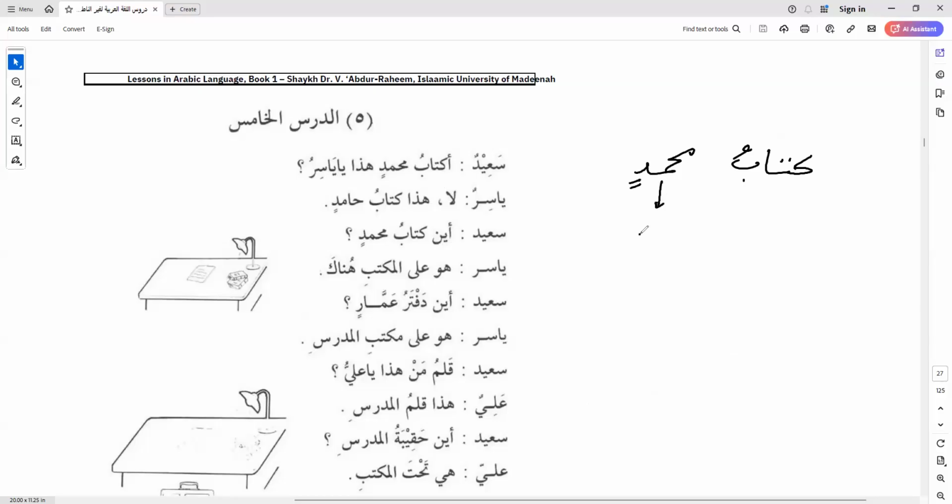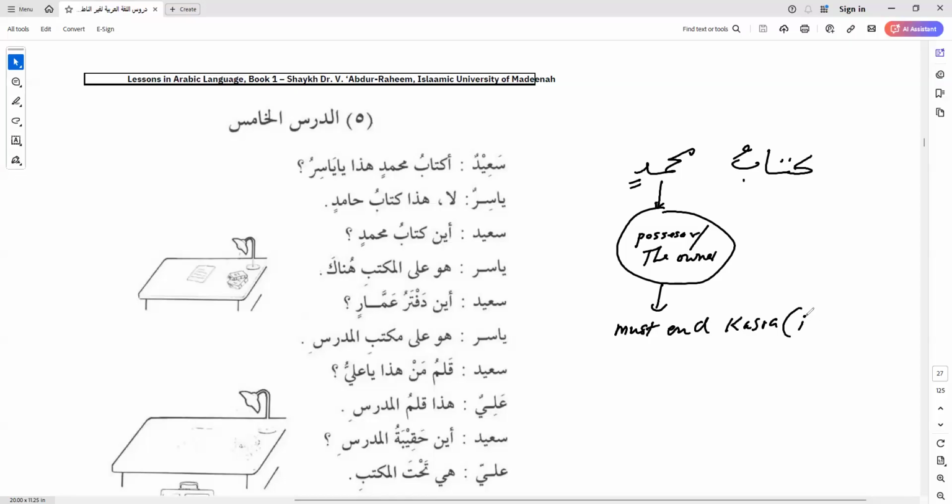Muhammad is the possessor, or the owner of the book. Now, the vowel structure is that Muhammad must end in what? Kasra. When we say kasra, it is a vowel for "e" in English, like the "i" in "ink" and then "e" like in Edward. So that is the kasra.